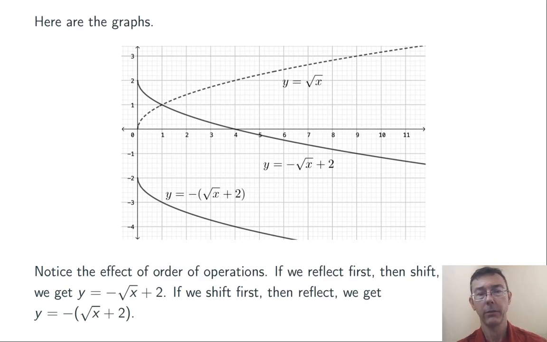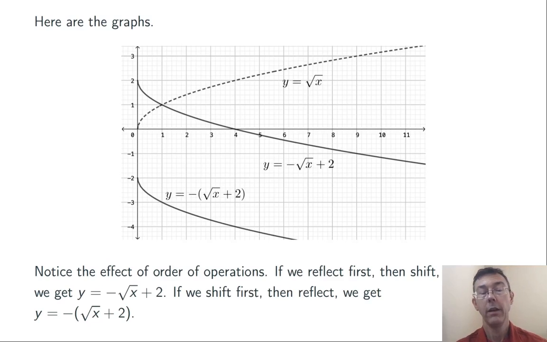Here are the two graphs. When we're doing the y equals negative the square root of x plus 2, which is the graph in the middle here, first we're doing the reflection, y equals negative the square root of x. That's reflecting the dotted graph over the x-axis. Then we do the vertical shift, shifting that graph up by 2 units.